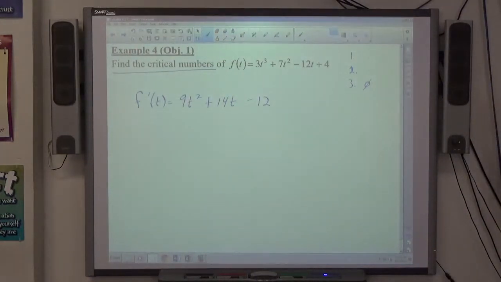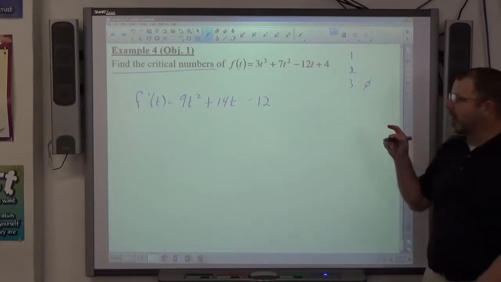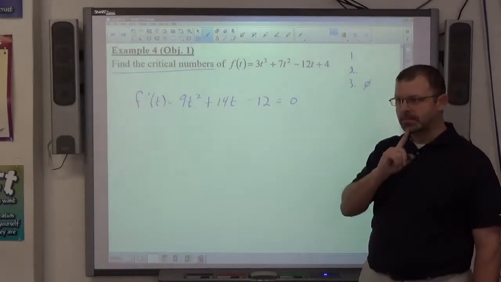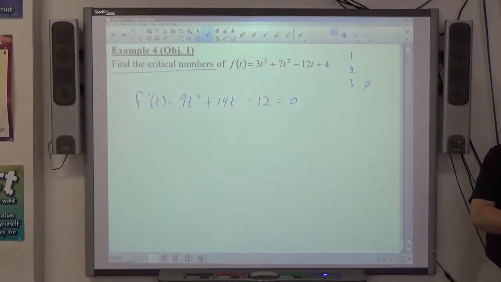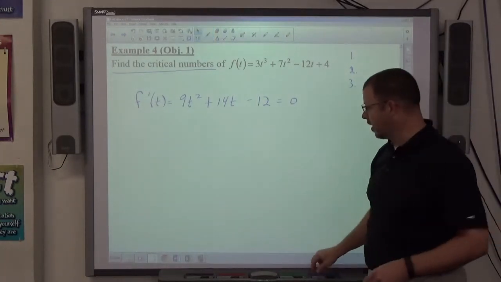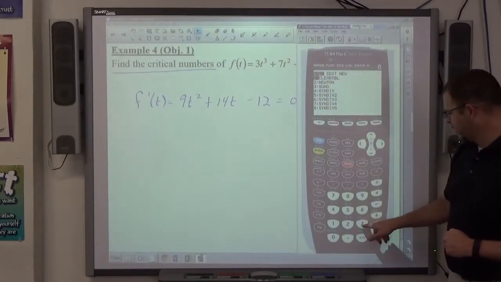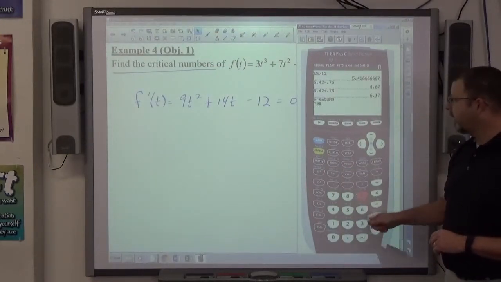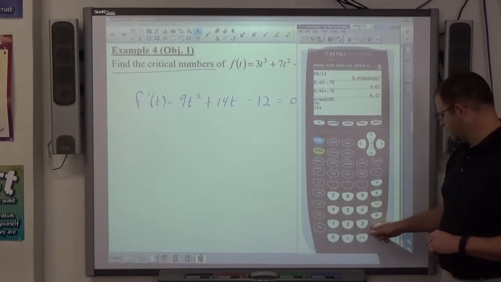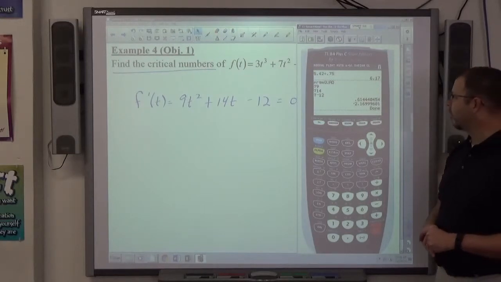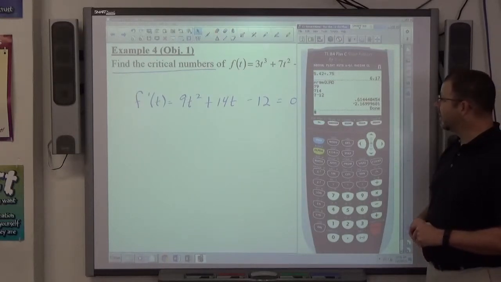Okay, the first thing I look for is when does that thing equal 0? All right, so when does 9t squared plus 14t minus 12 equal 0? How in the world am I finding that out? Quadratic formula. It's a quadratic equation set equal to 0. So we just get our calculator out and I type in program quad, hit enter, 9, 14, negative 12. And my calculator tells me 0.6144 and negative 2.1699960.